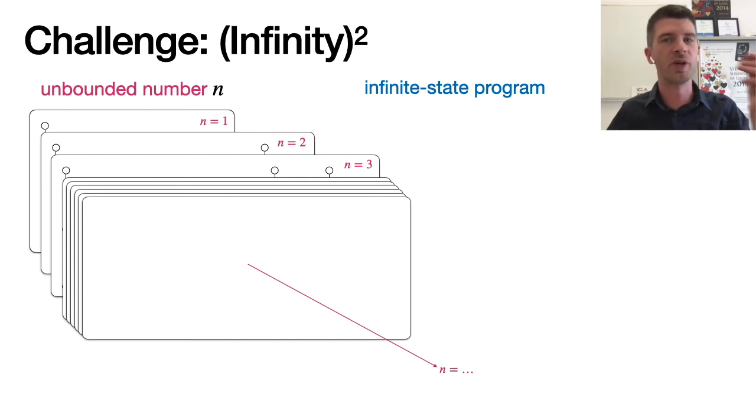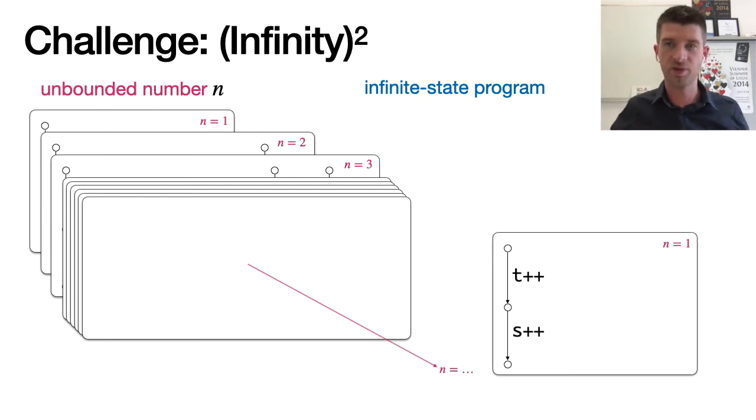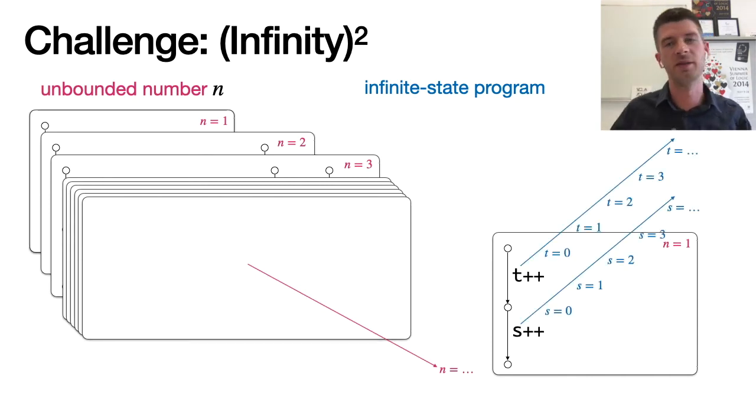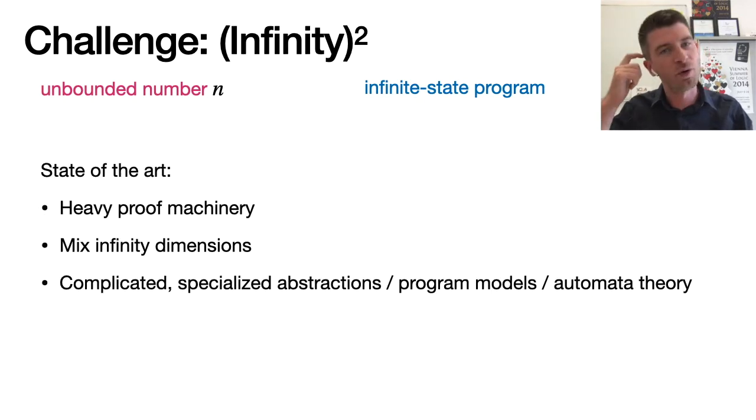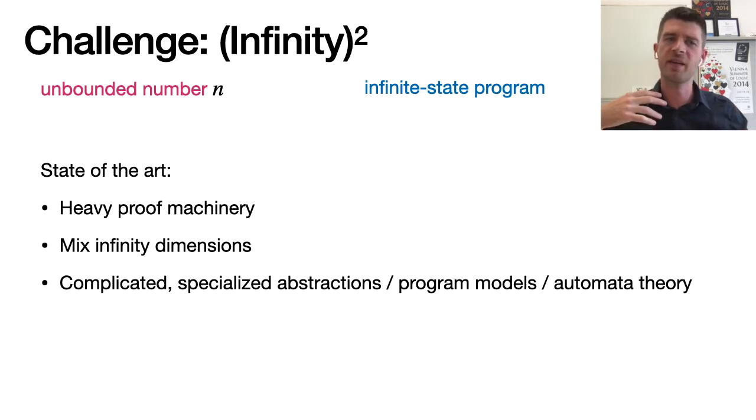And then for each of those systems, if we look at them, we find that they themselves are an infinite state program where variables range over infinite data domains. And this gives us the second dimension of infinity. And when we look at state-of-the-art methods for proving safety of parameterized programs, we find that they all introduce really heavy proof machinery. And this is because they kind of mix together these 2 dimensions of infinity.